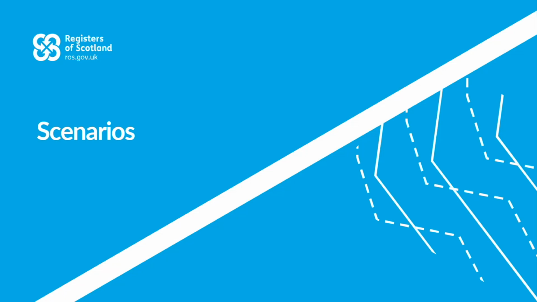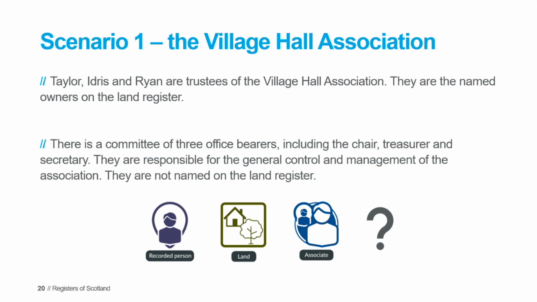We're now going to take a look at some example scenarios, and each will ask you to have a think about whether or not there would need to be an RCI submission. For our first scenario, we have the Village Hall Association. It is an unincorporated body. Taylor, Idris, and Ryan are all trustees of the association. They are also named owners on the land register. In addition, there is also a committee of 3 office bearers, which include the chair, treasurer, and secretary. They are responsible for the general control and management of the association. However, they are not named on the land register.